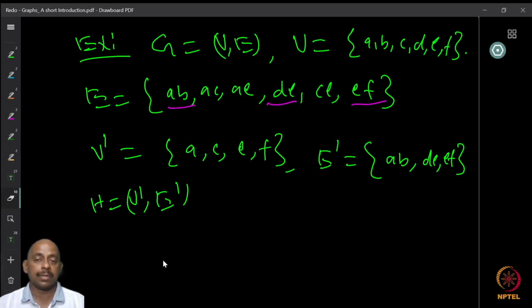So it is not just sufficient to have a subset of vertices and a subset of edges, but we should also make sure that the edges are using only the vertices of the subgraph that we are looking at.